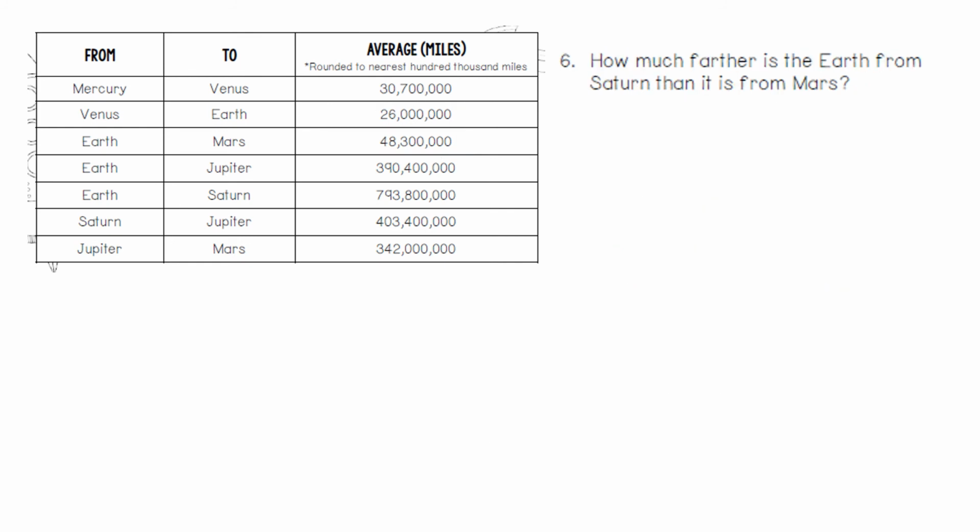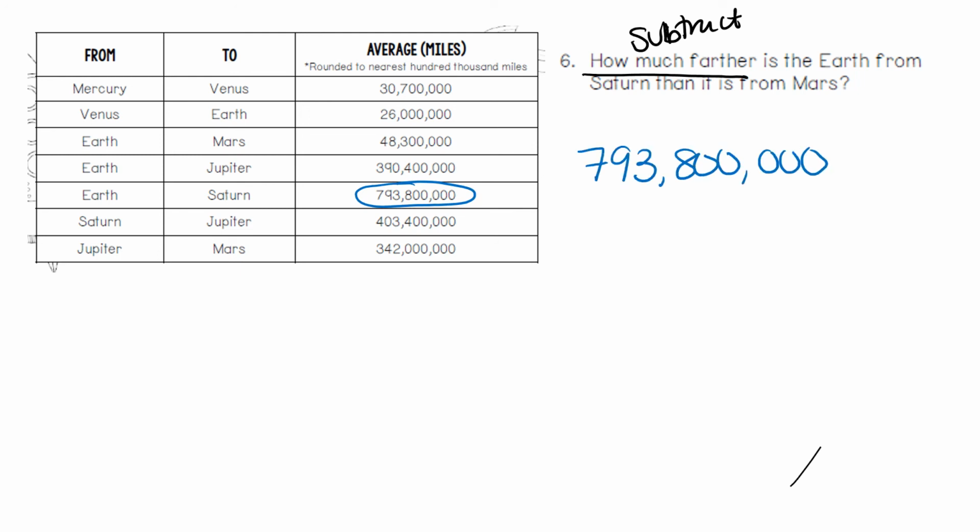Number 6, how much farther is the Earth from Saturn than it is from Mars? So if we're talking about how much farther, how much is a subtraction problem. We're going to subtract Earth to Mars from Earth to Saturn. So Earth and Saturn is here at 793,800,000. And we're going to subtract from it Earth to Mars, which is 48,300,000.